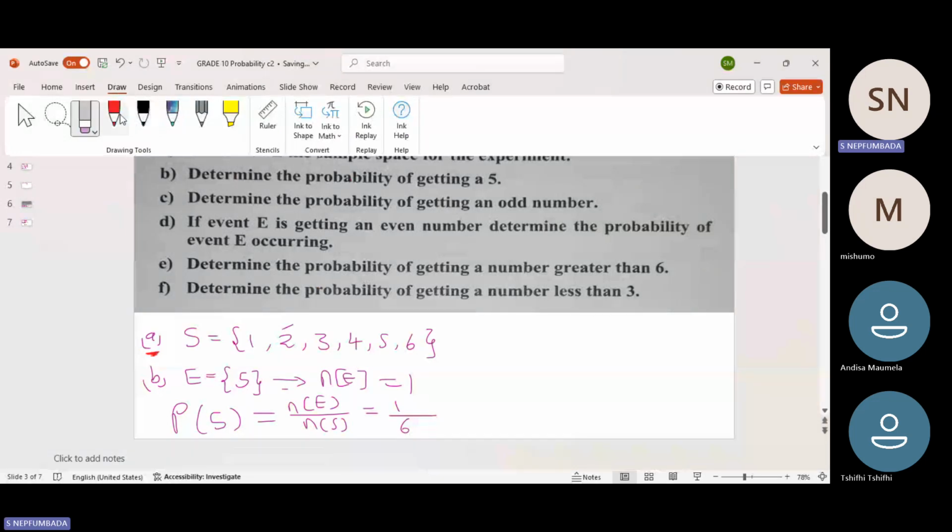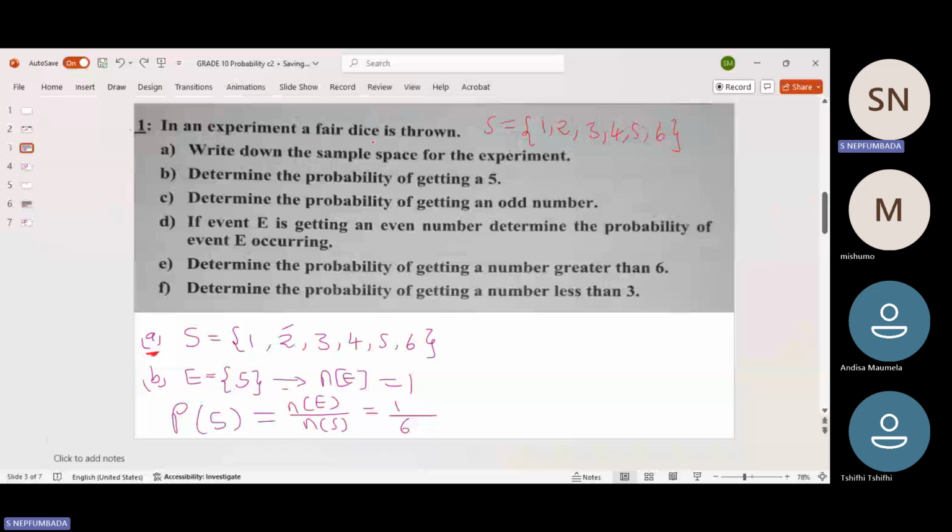In part B, determine the probability of getting a 5. In the sample space, the number of our event 5 is 1. We have one 5 on the dice. So the probability of picking that number is 1 chance out of how many chances? Out of 6 choices: 1, 2, 3, 4, 5, 6. So to pick a 5 is 1 out of 6.